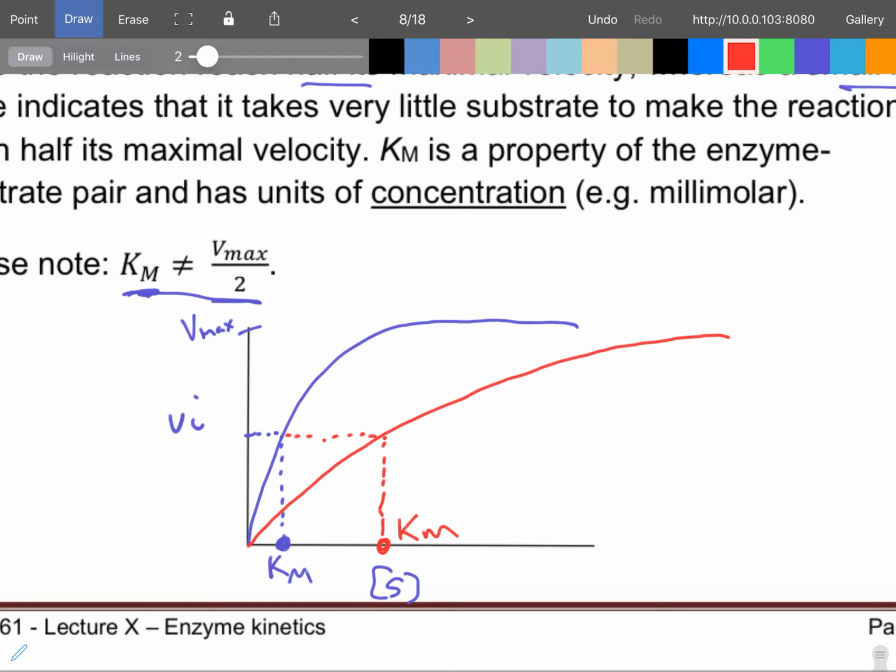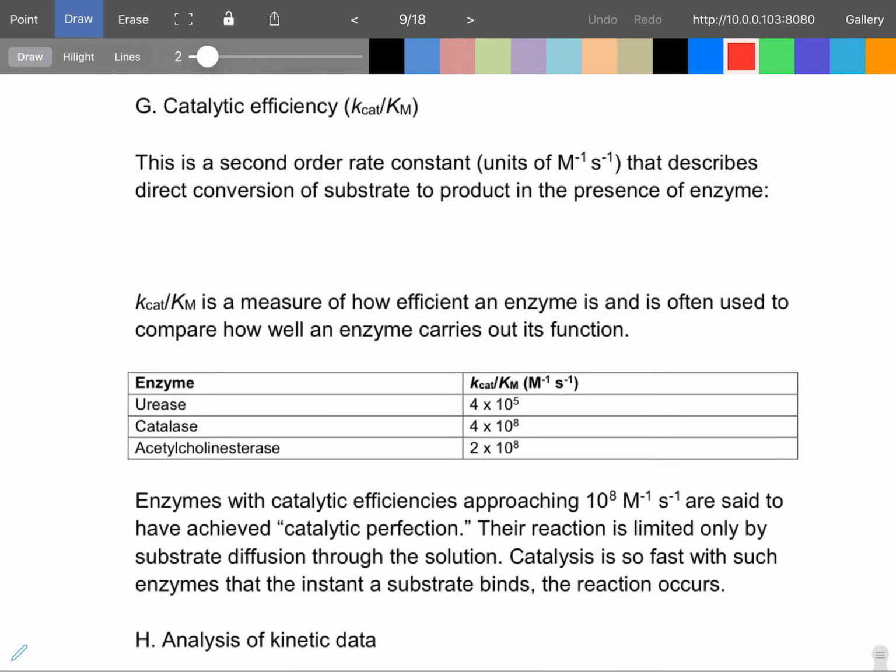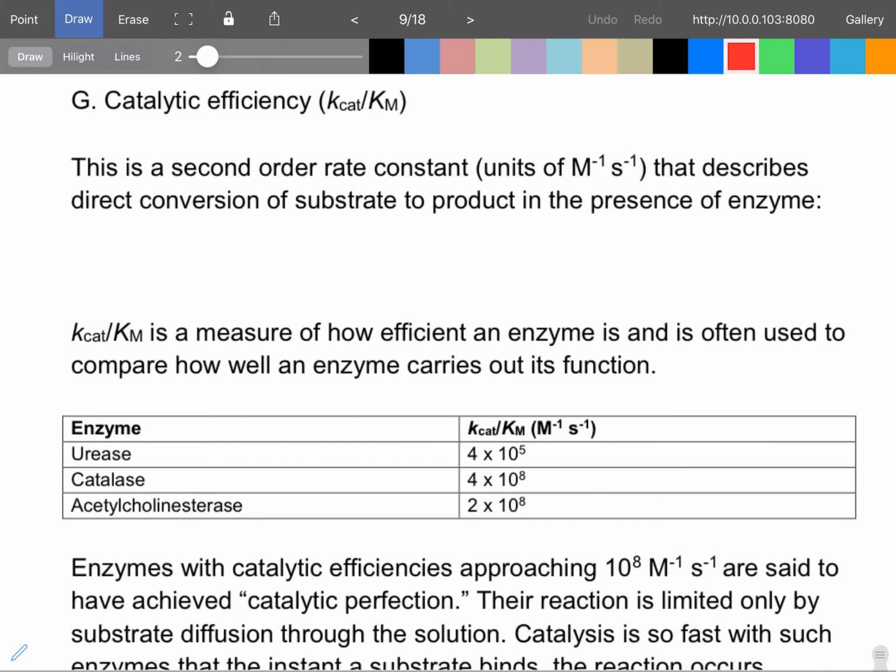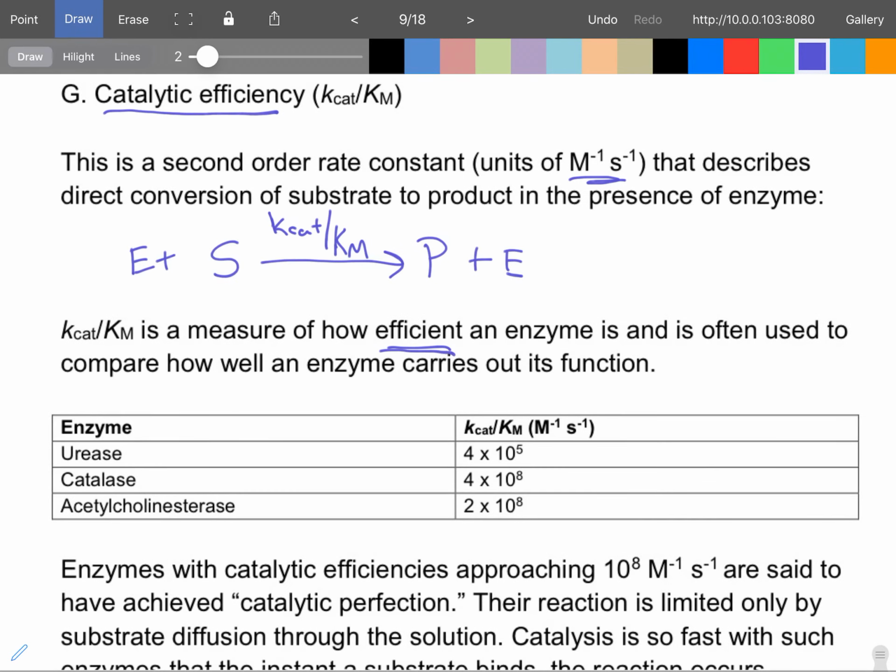So kcat tells us something specifically about the chemistry. Km has information about binding in it. And so oftentimes we combine those two things to produce this thing called catalytic efficiency. It's actually a second order rate constant. It has second order rate constant units that describe the direct conversion of substrate into product in the presence of the enzymes.